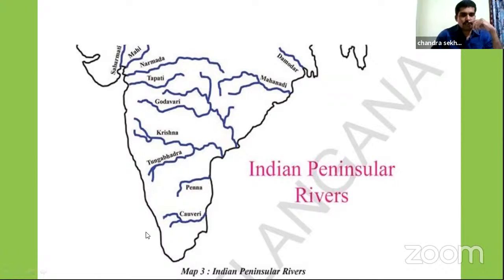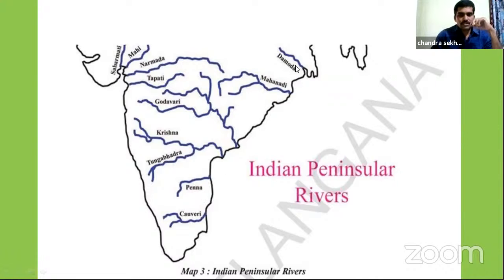That's why we are calling it the Indian peninsula, and the rivers which are originating and flowing in this peninsula are called Indian peninsular rivers. Okay, children, did you get the point? Did you understand? Peninsular rivers means the rivers which are flowing in the Indian peninsula. That's why we are calling them peninsular rivers. So in the peninsular rivers, some important rivers are there.